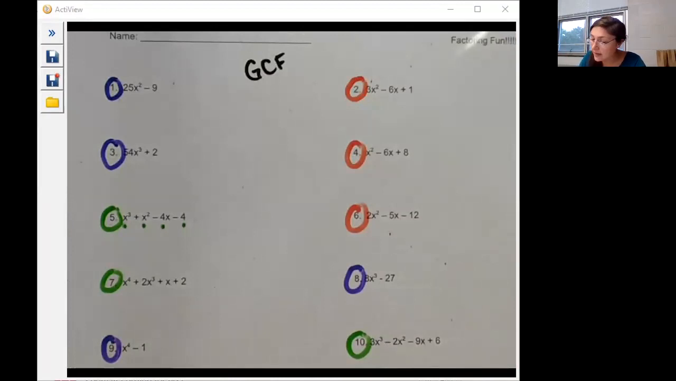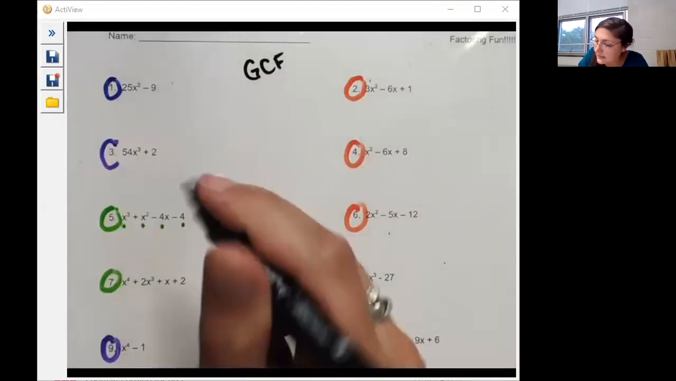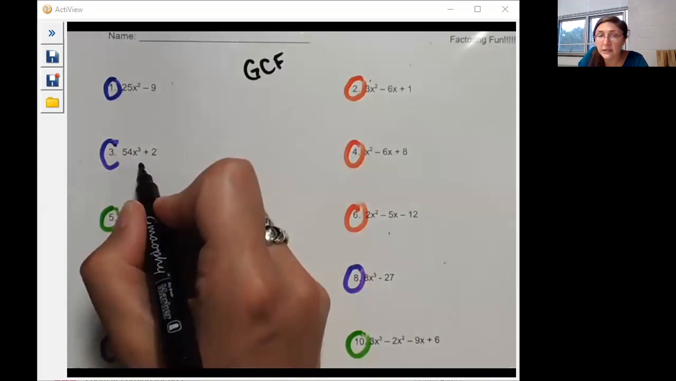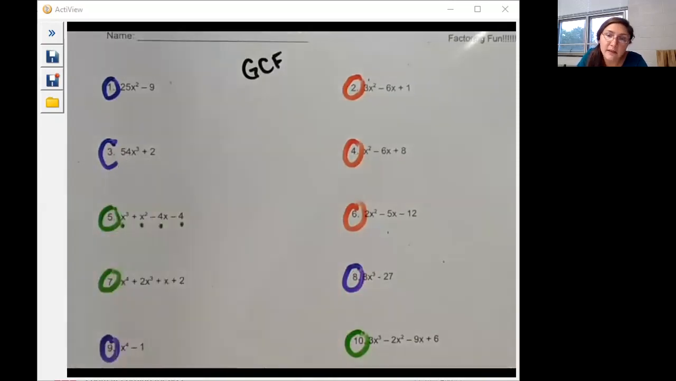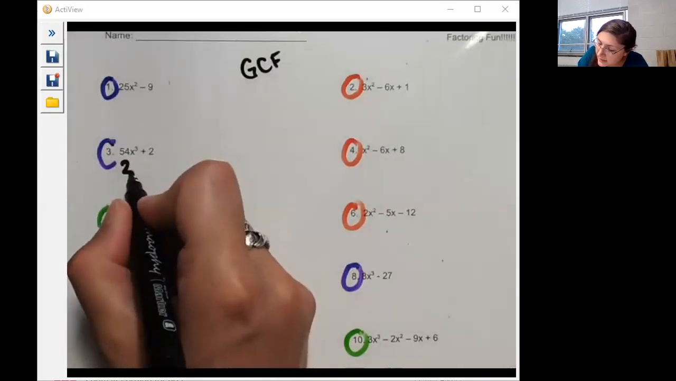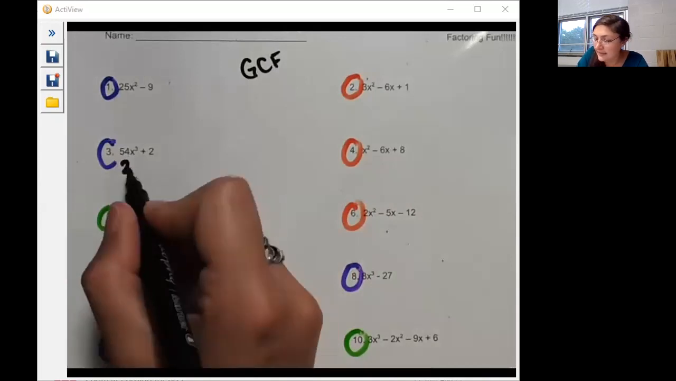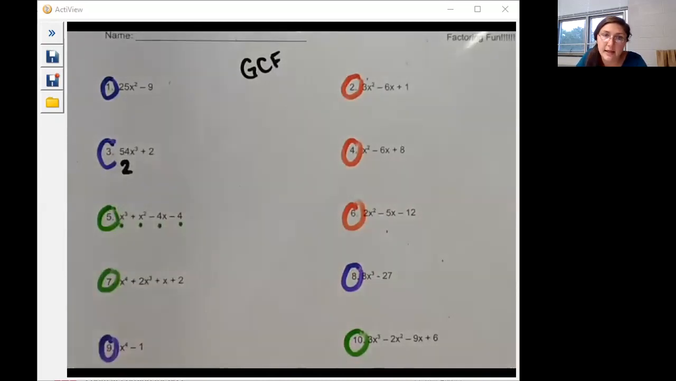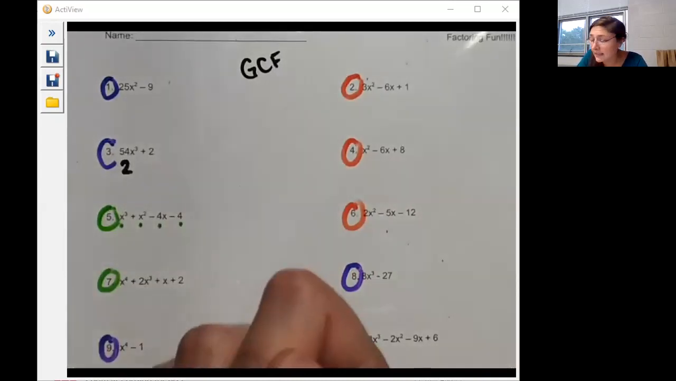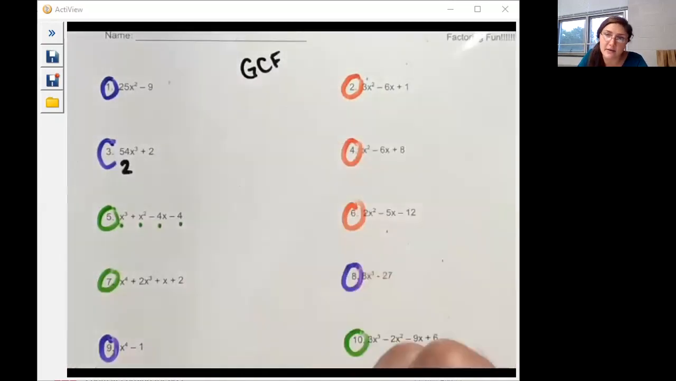So if we take a look at our problems right here, let's take a look at number 3. We have 54x cubed plus 2. 54 and 2 are both even numbers. That means that I can actually divide each of these terms by 2 with no remainder. 2 is a common factor to both this first and the second term. It's actually the largest thing I can evenly divide each of these by. So that's why I would call it the greatest common factor.